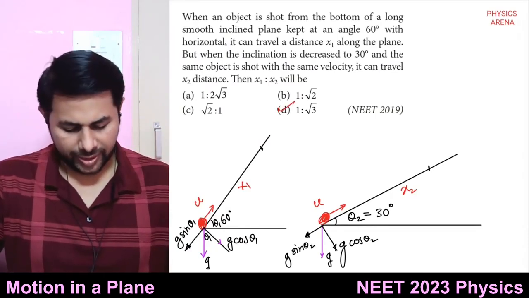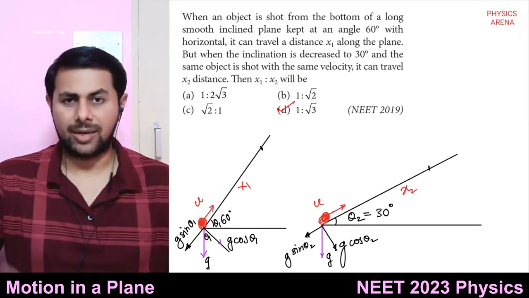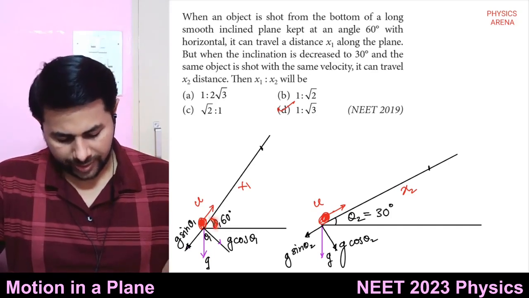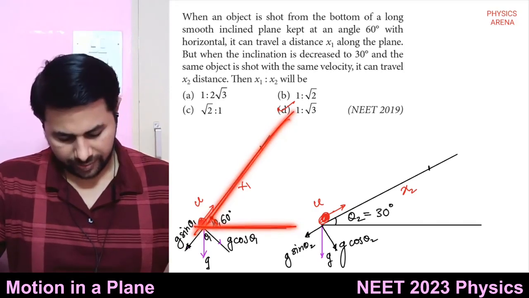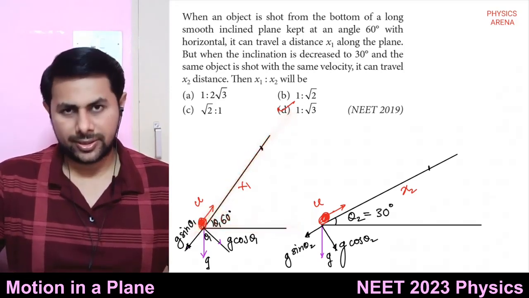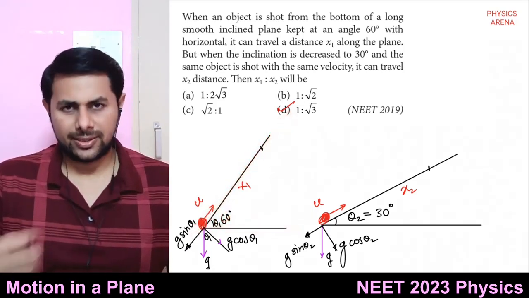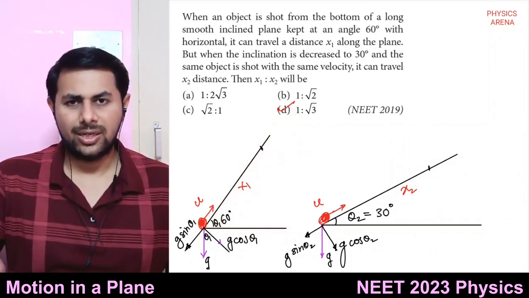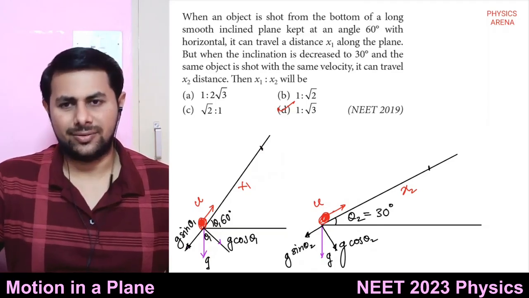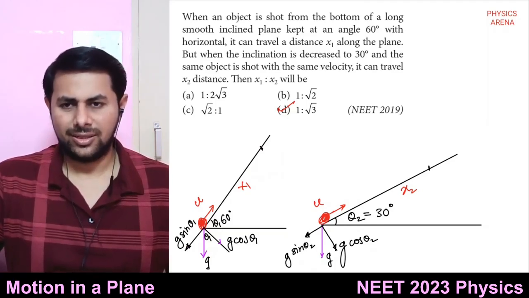But if you remember one thing which will be handy afterwards also, if your plane makes an angle theta with the horizontal, then how much would be the acceleration of a body which is rolling or moving along the plane? It will be minus g sine theta.